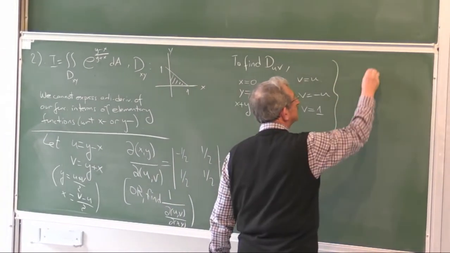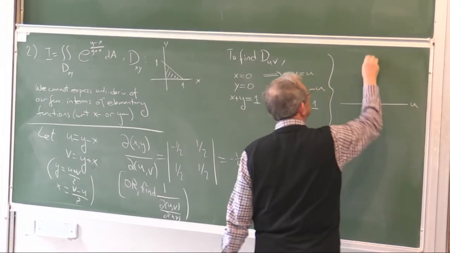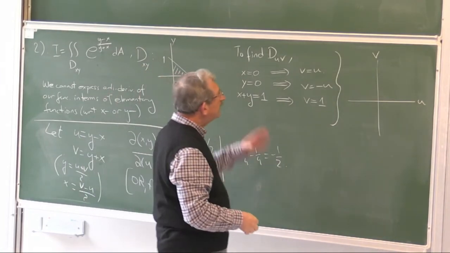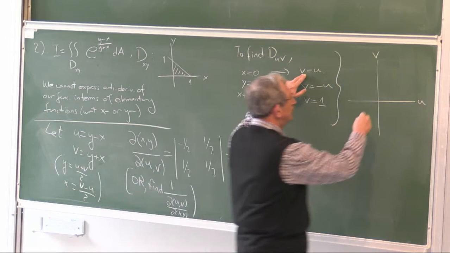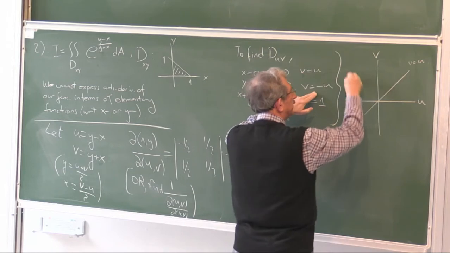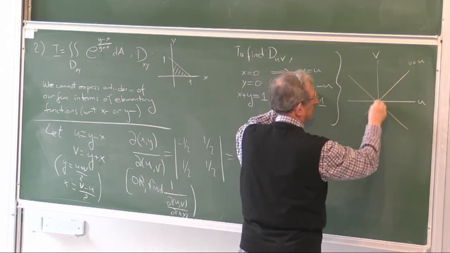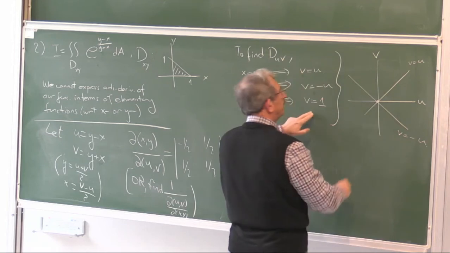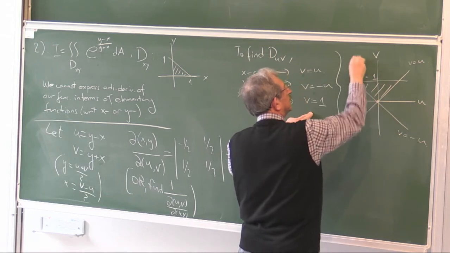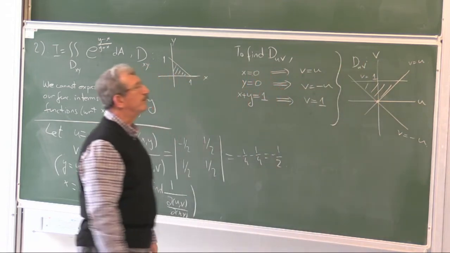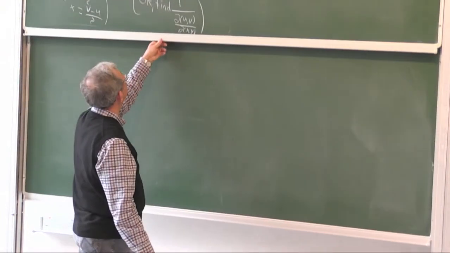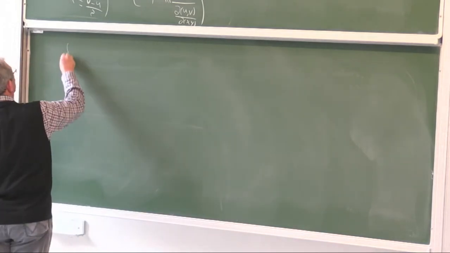So this tells us that in the uv system, it doesn't matter whether you put u or v, as long as you are consistent, that v is u, v is minus u, and v is 1. So this is our duv. Now going back to the integral, let us form our integral now.